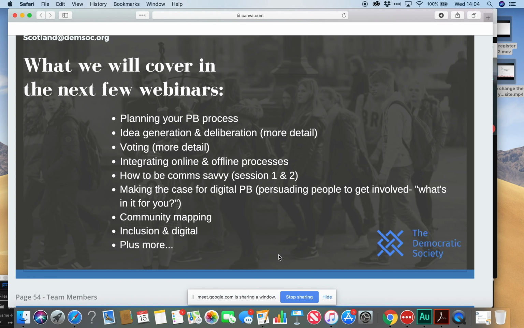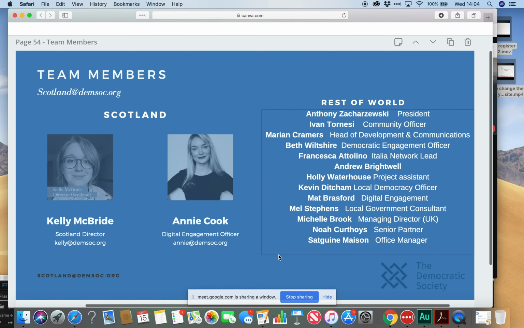How to become savvy. I spoke about communication strategy earlier, so this will talk about getting a strategy together, mapping your stakeholders, mapping people in the community that can help you with your communications, but also creating a bit of an action plan, a timeline for getting comms out there, and creating reusable resources. Making the case for digital PB, so persuading people to get involved, what's in it for you. Community mapping, inclusion and digital, and more.